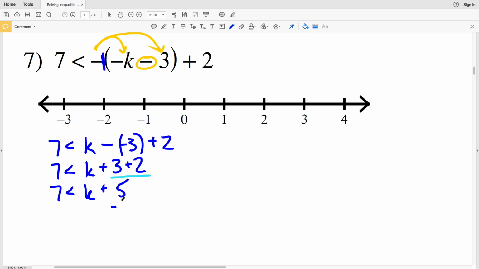Then I'll subtract 5 from both sides. This will give me that 2 is less than k, which, if you want the variable on the left-hand side of the inequality, we can write as k is greater than 2. Knowing this, I'm going to circle my 2, not shading it in. However, I'm going to shade everything to the right since k is greater than 2.